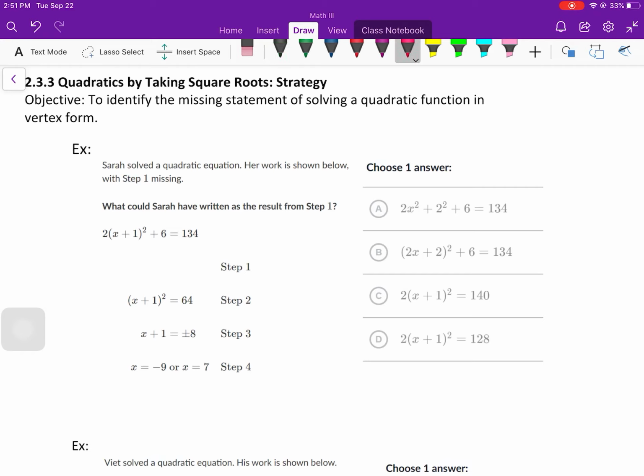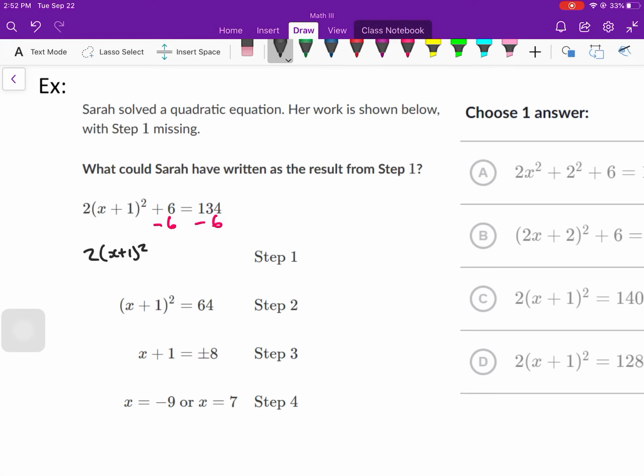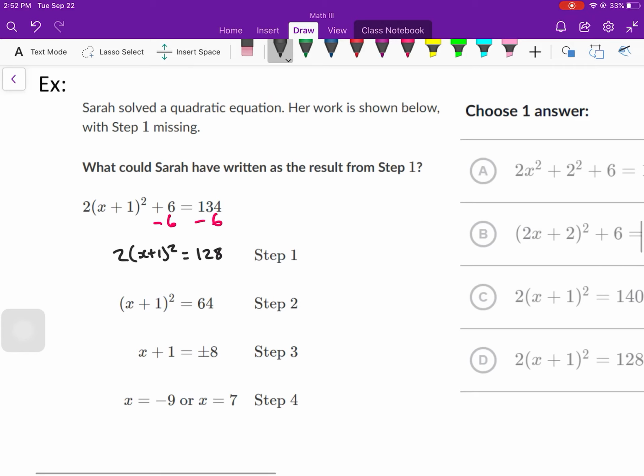So first thing I would do, looking at this one, I would subtract the 6 and then divide by 2. So first step would be subtracting the 6, which would leave us with 2 times (x plus 1) squared. I want to line up the equal sign because we subtracted the 6. That's no longer there. Equals 128. And that's what should be there. In the next step, we divide by 2, and that's how we get to this step over here.